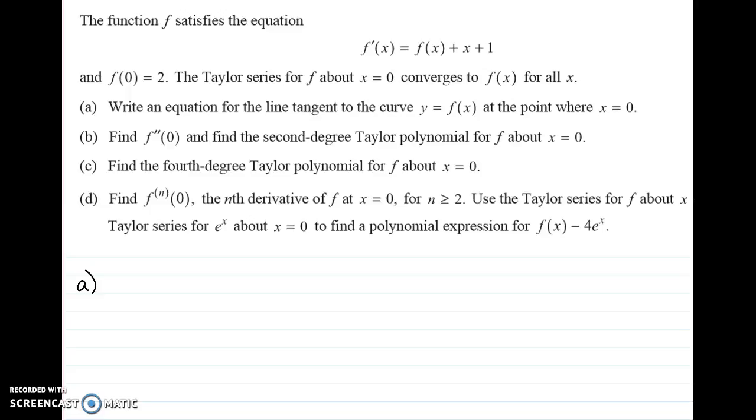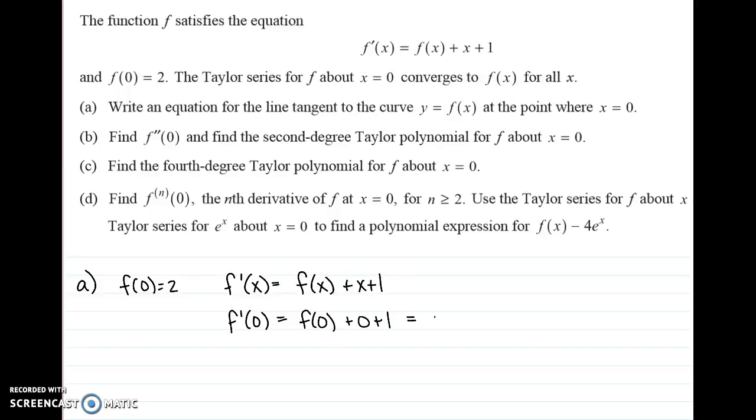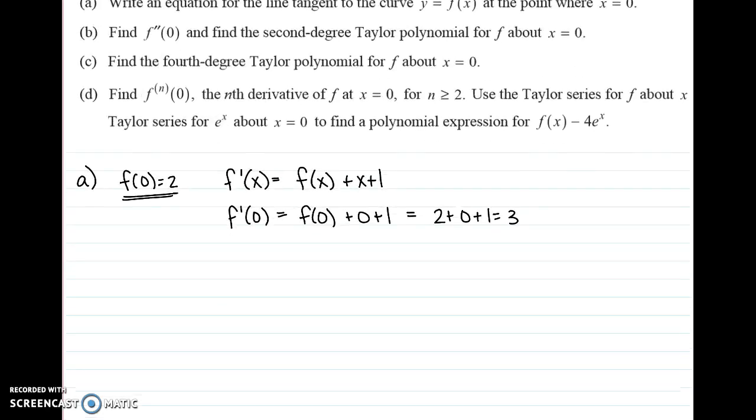So we need two things to write an equation of a tangent line, right? We need a point, but we know that f of 0 equals 2. And we need a slope, so we need to figure out what f prime is. But we know what f prime is, right? It's f of x plus x plus 1. So f prime at 0 is f of 0 plus 0 plus 1. And f of 0 is 2, plus 0 plus 1 equals 3. So my point is (0, 2). My slope is 3. So my tangent line is y minus 2 equals 3 times x minus 0.